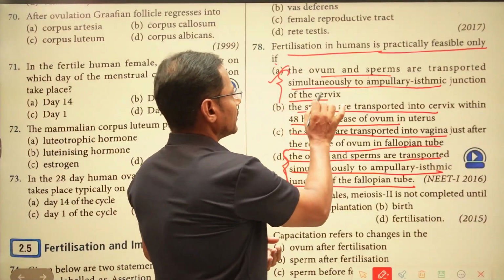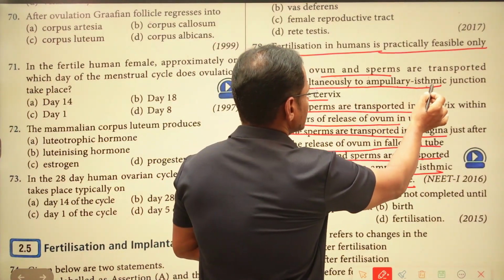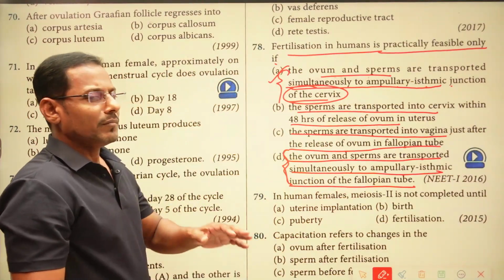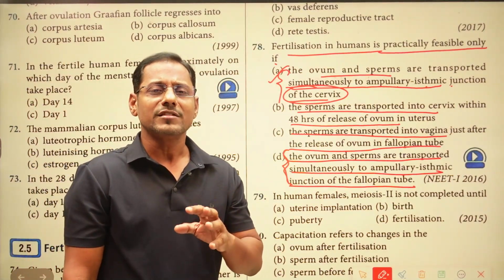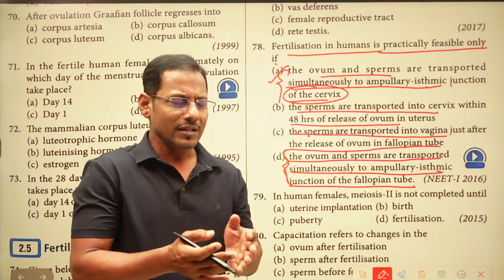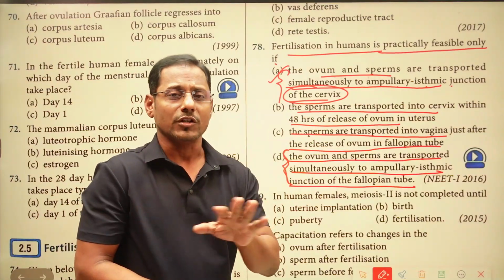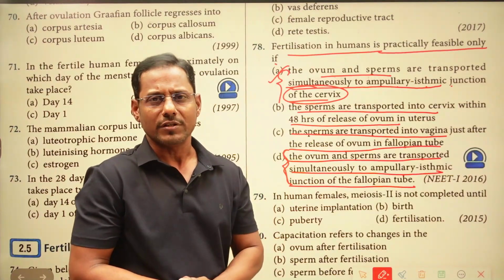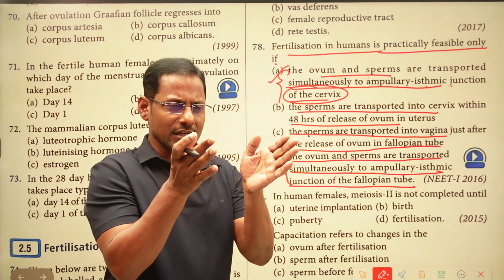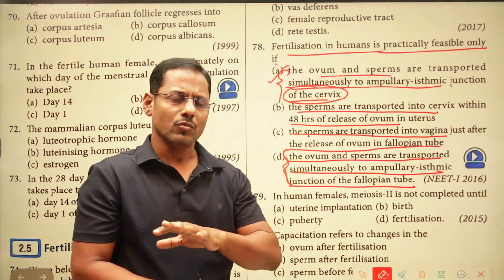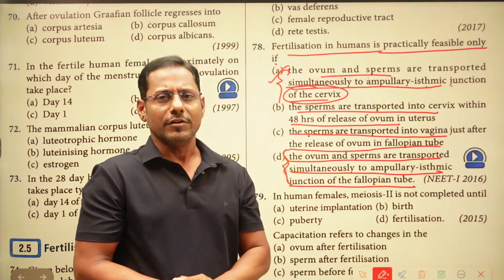Right here, see here, simultaneous to ampullary isthmic junction of the cervix, but there is no such region in the cervix, right? So, is there any ampullary isthmic junction in the cervix? No such part is present in the cervix. It's a narrower part of the uterus which has the cervical canal in it. That's it. Only the cervical canal is present in the cervix.